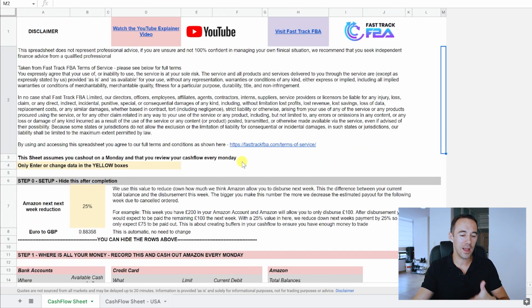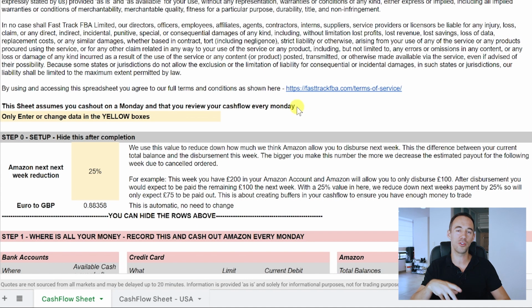So let's jump into it in a little more detail right now, and I'll talk through. Let's go back up to step 0. Step 0 is really setting up. You only have to do it once. What we're trying to do is already preset, so you don't have to change it, but if you want to, you can. When you disperse money from Amazon, what generally happens?